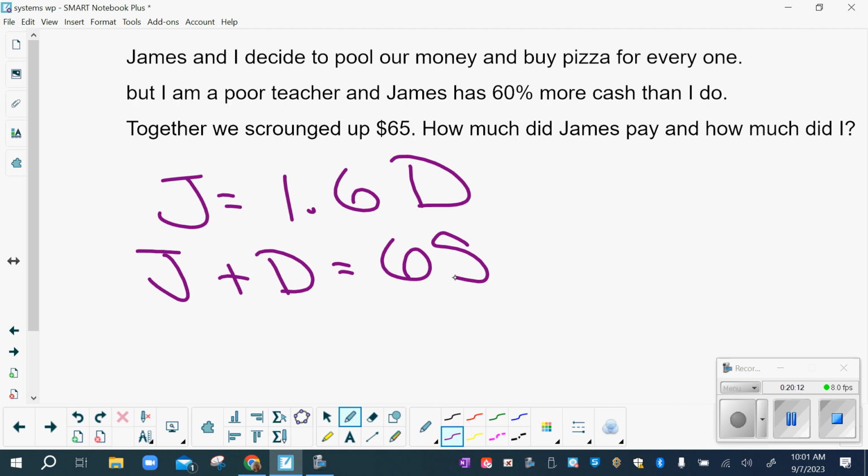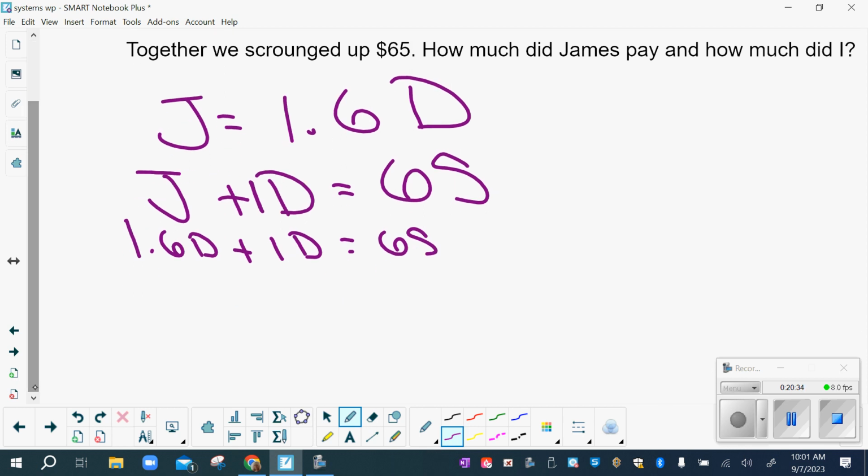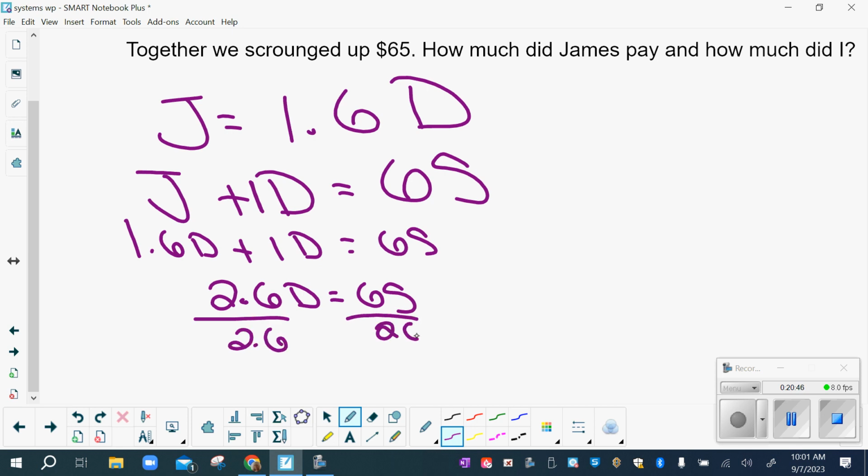Now you're going to be like, I'm a baby. It's got a decimal. You're not a baby. Guess what? Everywhere I see a J, I'm going to plug in this guy, and to make it easy, just put a 1 right there. Yeah, I'll do it with you. 1.6D plus 1D equals 65. Nice and easy. 1.6 plus 1 is 2.6. We're not babies. We could do this. Equals 65. We got calculators. We're going to divide by 2.6.